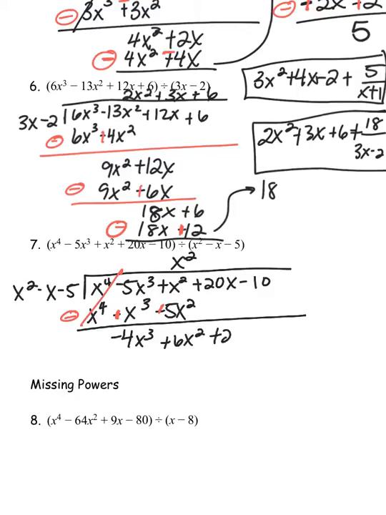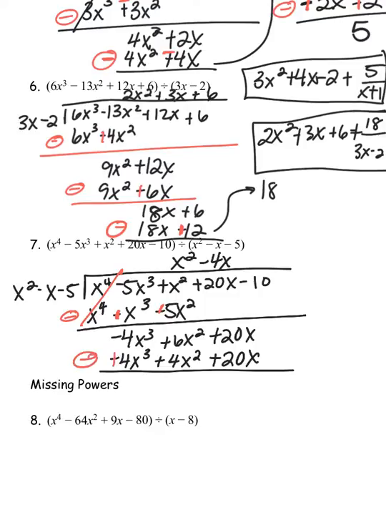X squared goes in there. Oh, I'm looking at the wrong thing. Negative 4, right? X squared goes into negative 4x cubed negative 4x times. So, minus 4x cubed plus 4x squared plus 20x. I'm making sure I don't make a mistake now. Subtract, change my signs, and I end up with 2x squared. That goes away. Minus 10.